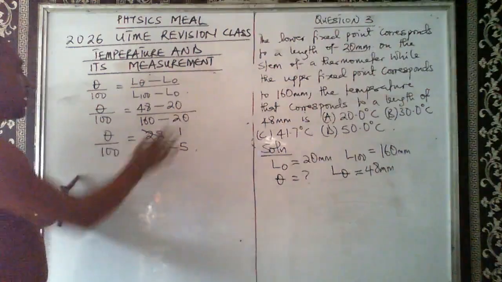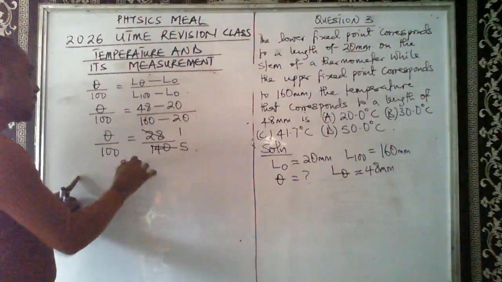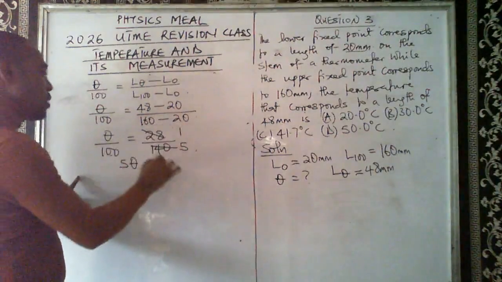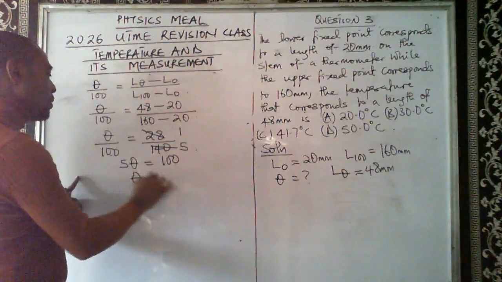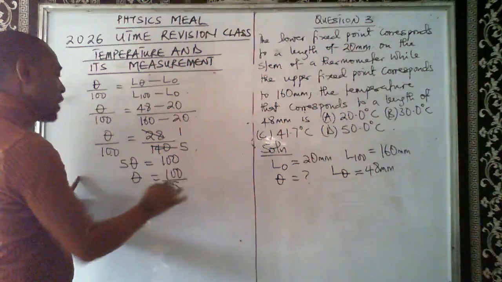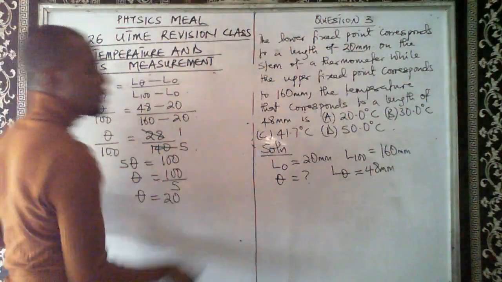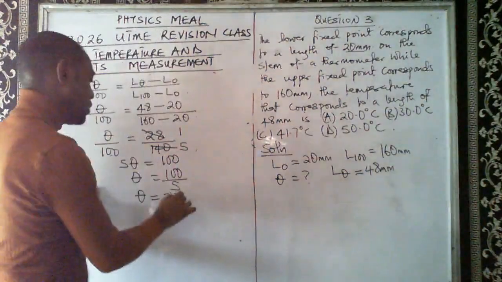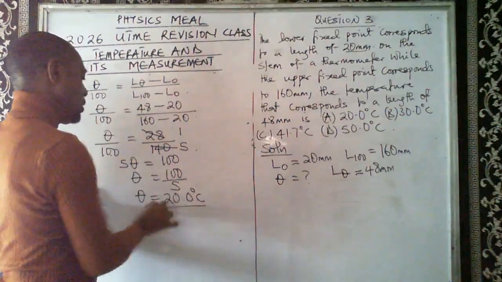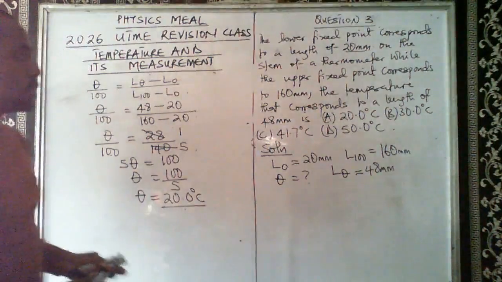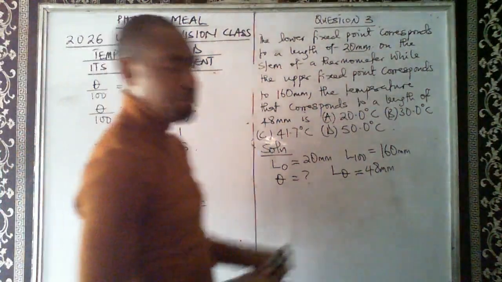Right? If you clear the fraction, you have that 5 theta is equal to 100 times 1, which is 100. So theta becomes 100 over 5. And theta will give us what? 20. In the option we have 20.0, which is still 20 degrees Celsius.